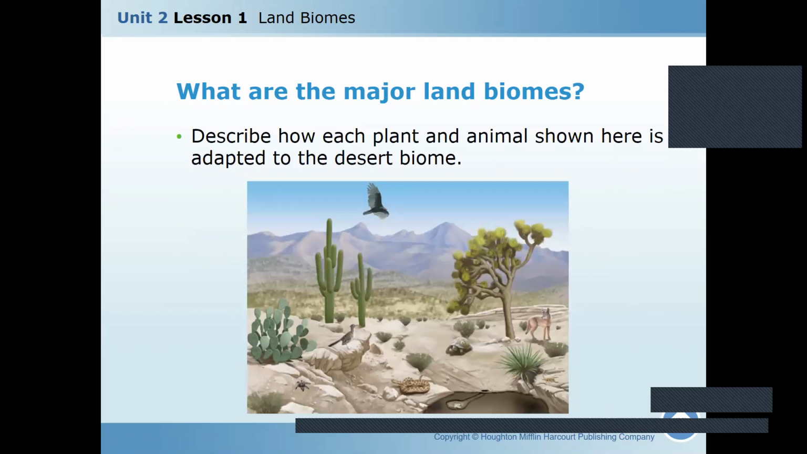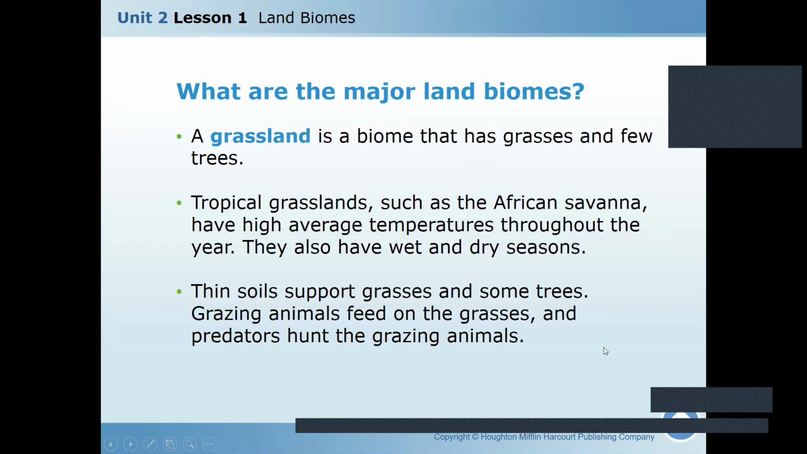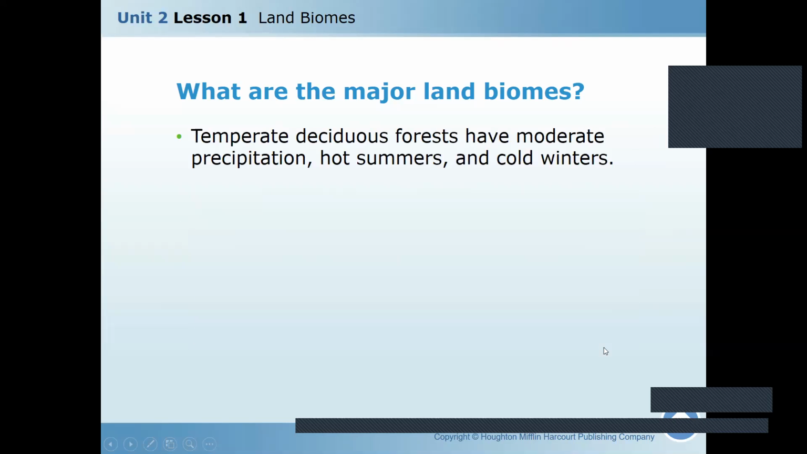Coming to desert, I have spoken about it. Describe how each plant and animal shown here is adapted to the desert biome. Now we see a turtle here. I told you how the turtle adapts. And we see here a cactus plant. You know that plants store water inside. Everyone is adapted. The thick, scaly skin of the snake can bear that hot weather.